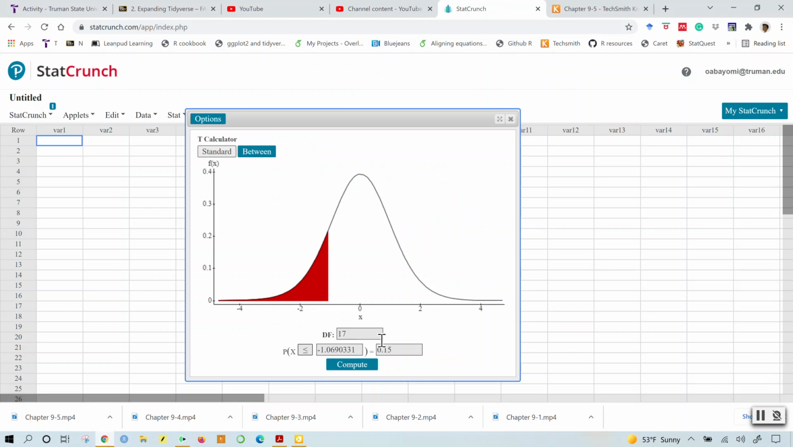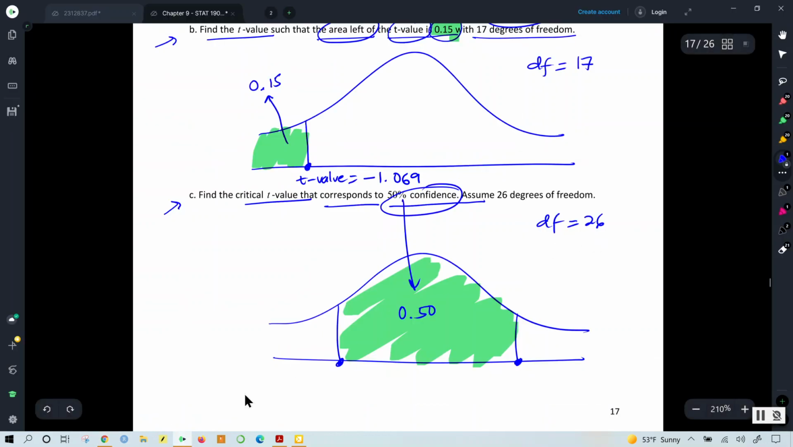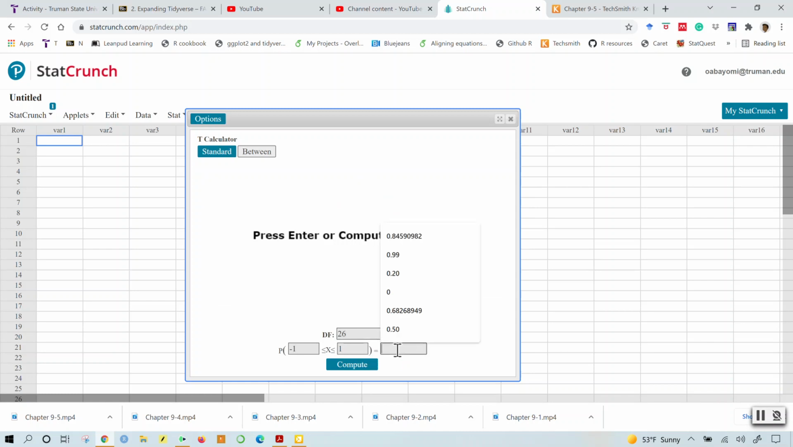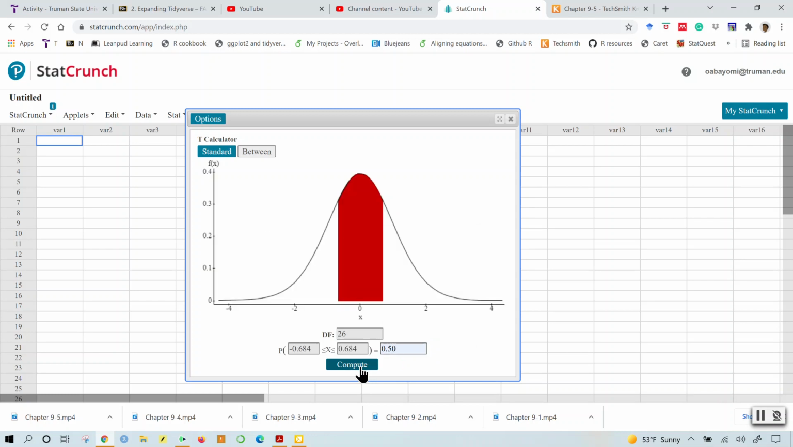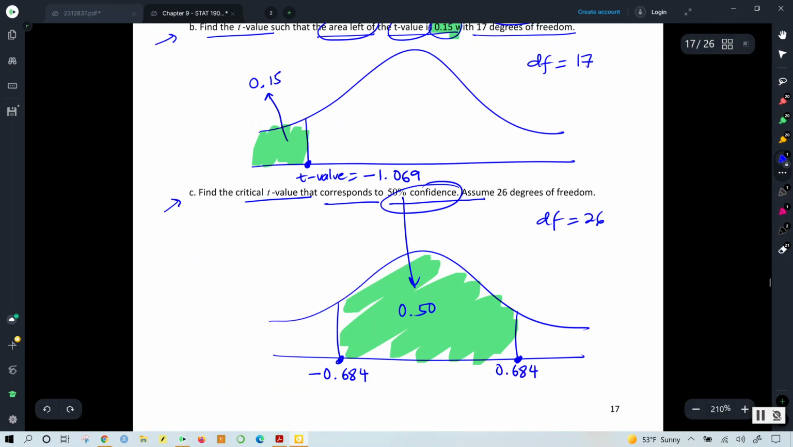So going back, I am going to change this to between. And again, don't forget the degree of freedom is 26. So I'll alter that to 26. And then in this case, I want 0.50, and I will compute. So that will be between negative 0.684 and positive 0.684. So those are the critical values, negative 0.684 and positive 0.684. So that completes that part of the question.